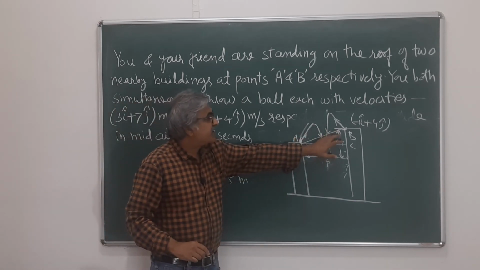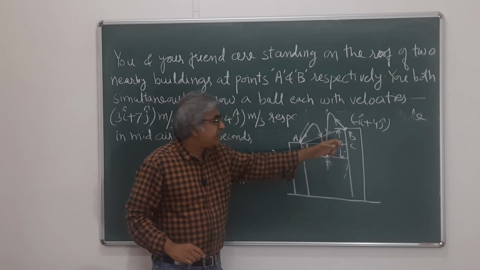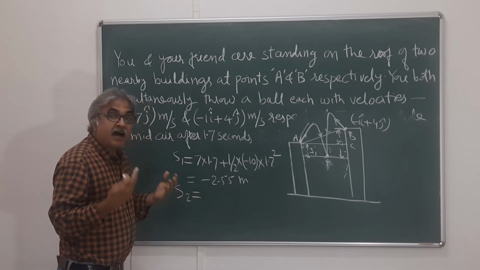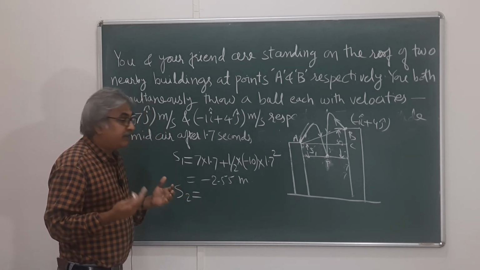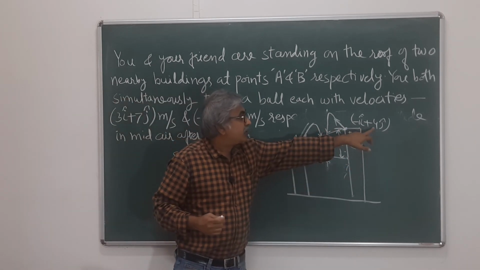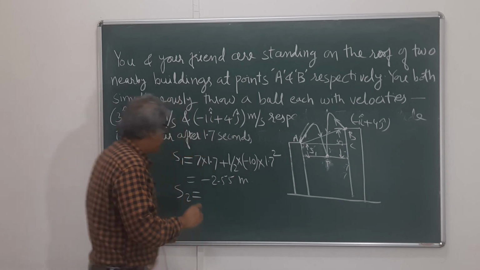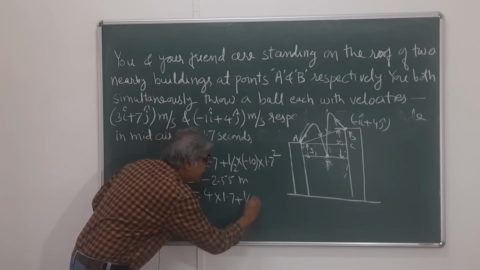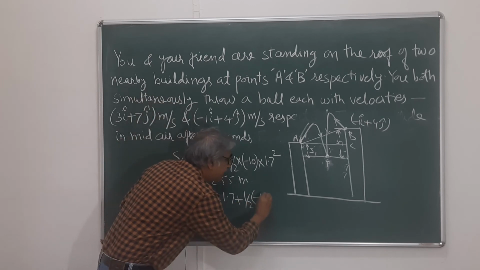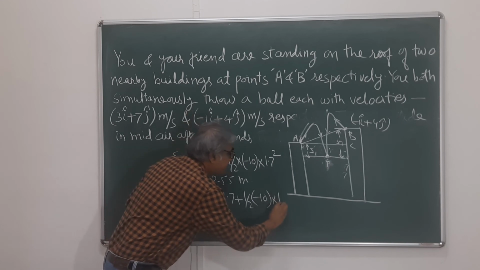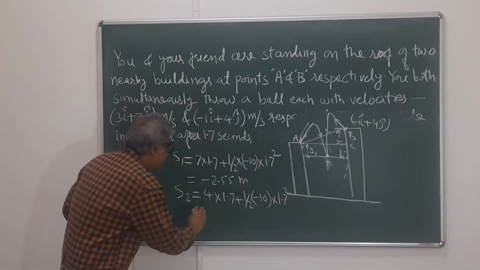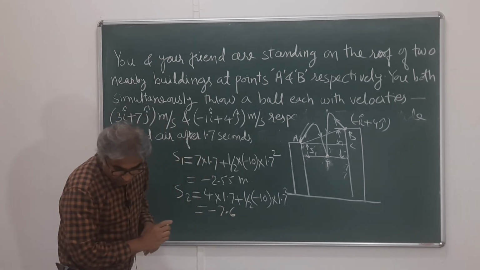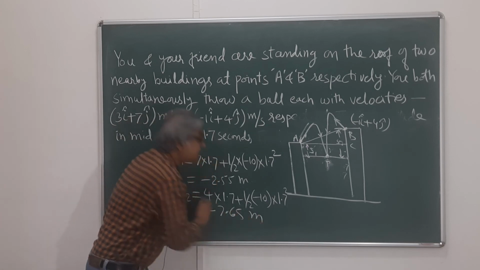Similarly, now come to this ball. Consider the vertical displacement, that is S2. Again, apply the same logic and write the equation. S2 is equal to ut plus half at square. u is the initial vertical velocity. What is the initial vertical velocity? It is 4 meters per second, right? So it is 4 into 1.7 plus half into, again, a is minus 10 into 1.7 square. Now if you calculate, this will be equal to minus 7.65. This is minus 7.65.